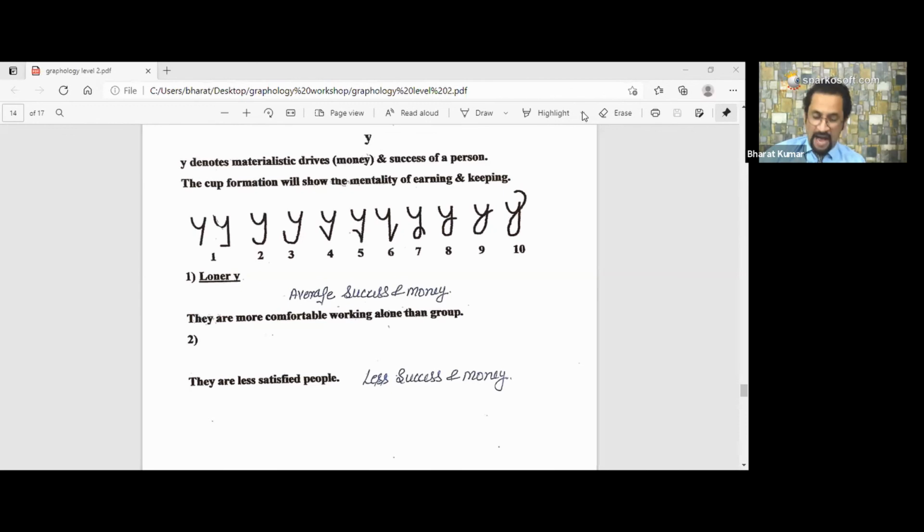Okay, they are liar, advantage seeking people. They can cheat other people. Yes, Shalini, perfect. They can cheat people. Generally, this kind of Y is observed in Anglo-Saxons.